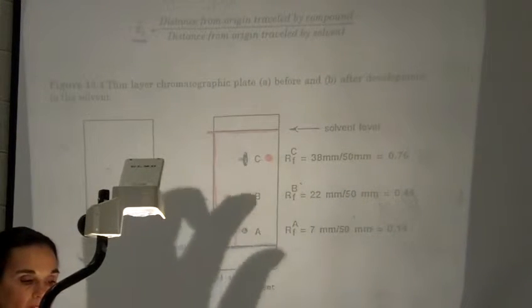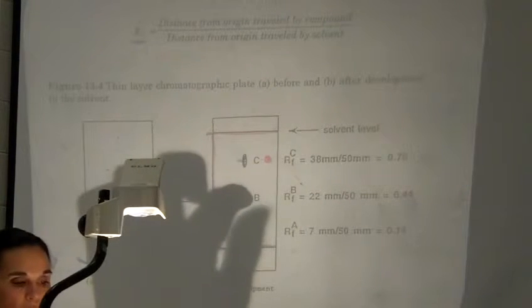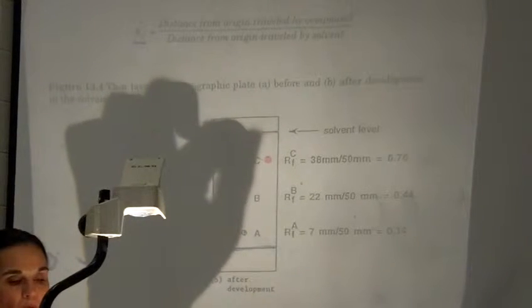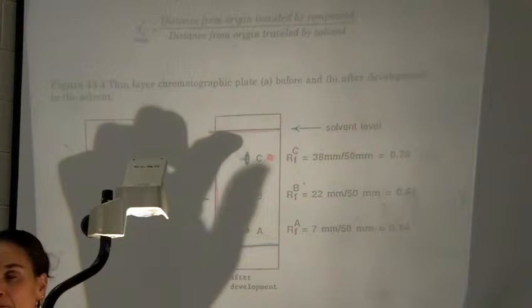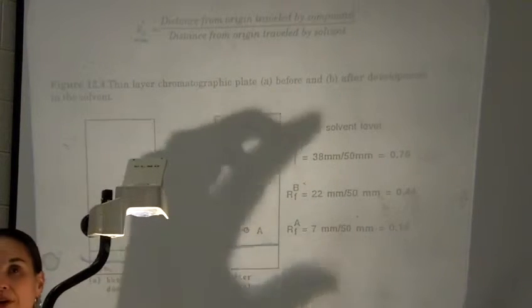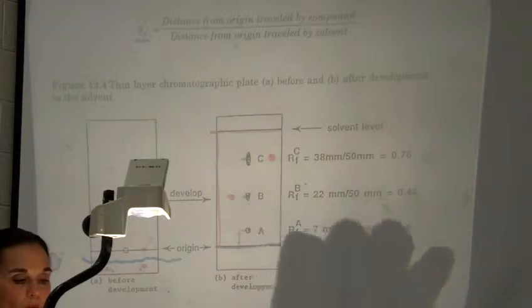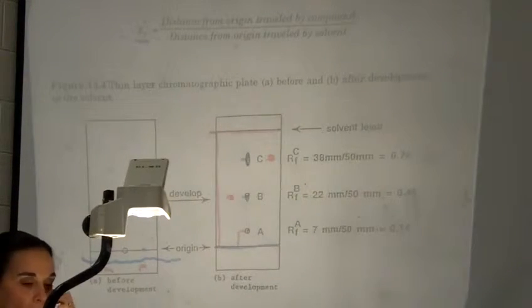Are these numbers going to be greater than 1 or less than 1? Less than 1, right? Because you're taking this distance, so the origin to the spot divided by the origin to how far the solvent traveled. So you're taking a smaller number divided by a bigger number. You're not going to have something greater than 1. They're going to be less than 1. And typically you report them as decimals with no units. All right?